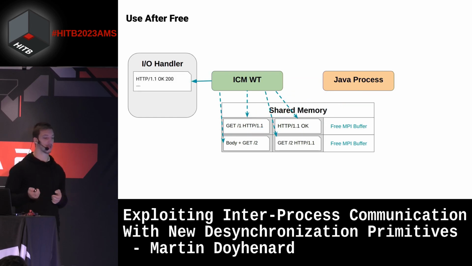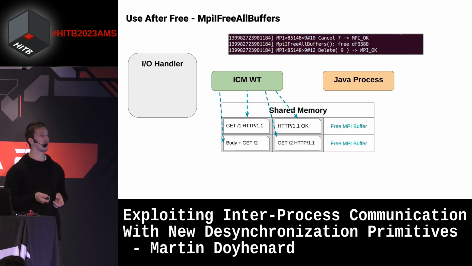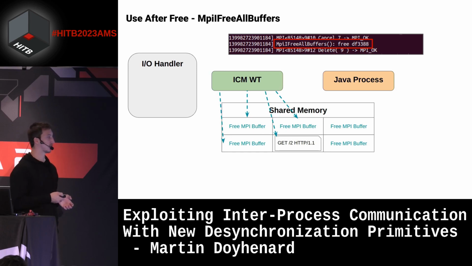The response is going to be forwarded, but now the MPI free all buffers is going to be called, and it will free all the buffers related to this worker thread. That includes the MPI buffer that was being used by the second request. So right now we will have a reference to an MPI buffer that is actually free. If you know about these vulnerabilities, this is a use after free vulnerability. We are going to be able to use something that is free, something that other worker threads can also reserve and use.